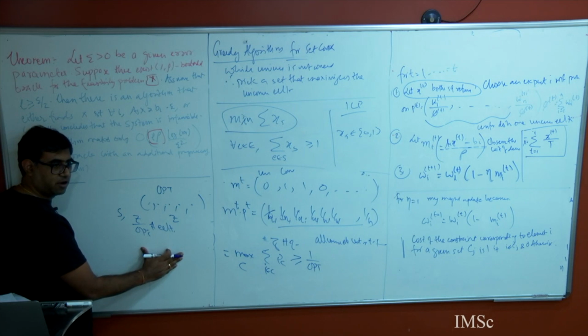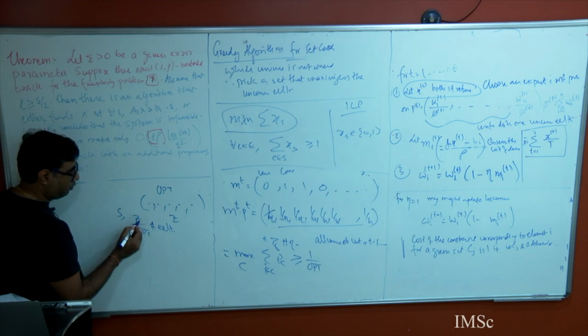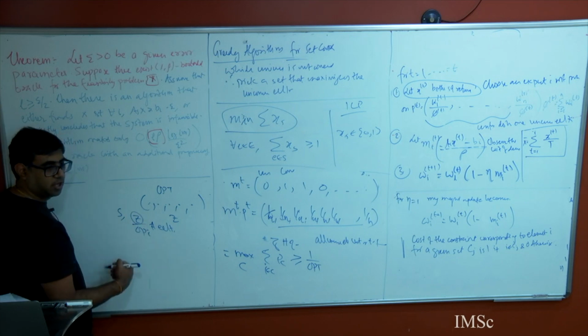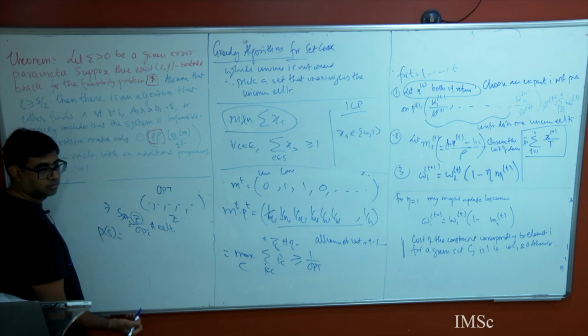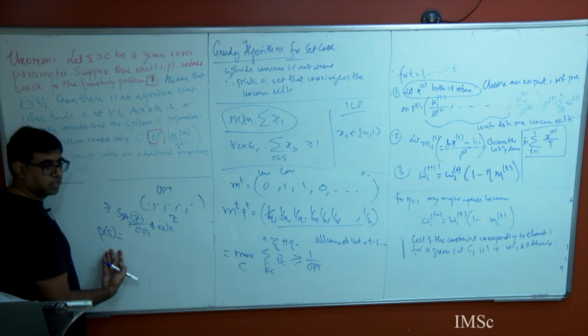Agreed? Z divided by opt is the number of elements. Now what is the probability mass of Z? Probability mass, like there exists a set S such that it covers at least these elements. What is the probability mass of S?